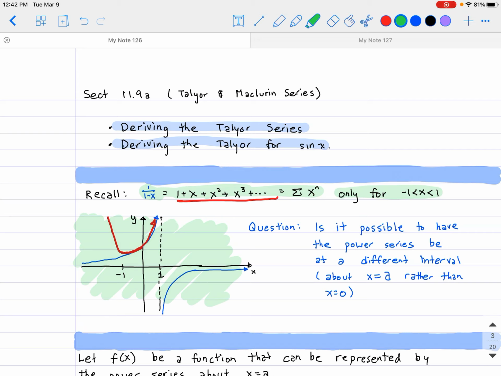So the power series is going to be centered not always at 0, but rather maybe at some other value that we want. So that is the question we're going to propose today, and hopefully we can come up with something like that. Is it possible to have a power series on a different interval, meaning your center is about x equals a rather than just x equals 0?